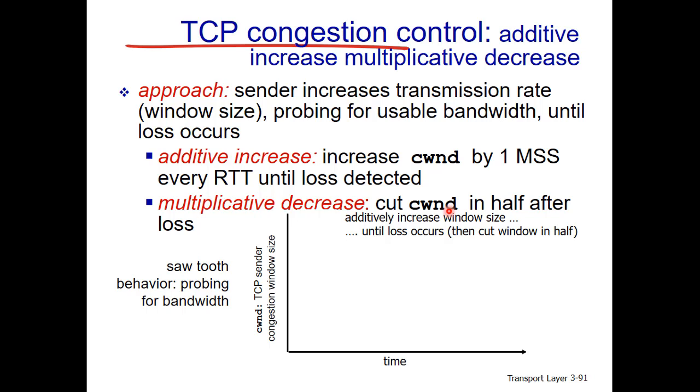Multiplicative decrease: once a loss occurs, it decreases the congestion window to half. So this is a type of sawtooth waveform. It increases the congestion window size. Once a loss occurs, let's assume at this point, it reduces the congestion window to half, and then again additive increase. At this point, loss occurs, so it reduces the congestion window to half, and then again increases, and so on. So this is a type of sawtooth behavior.